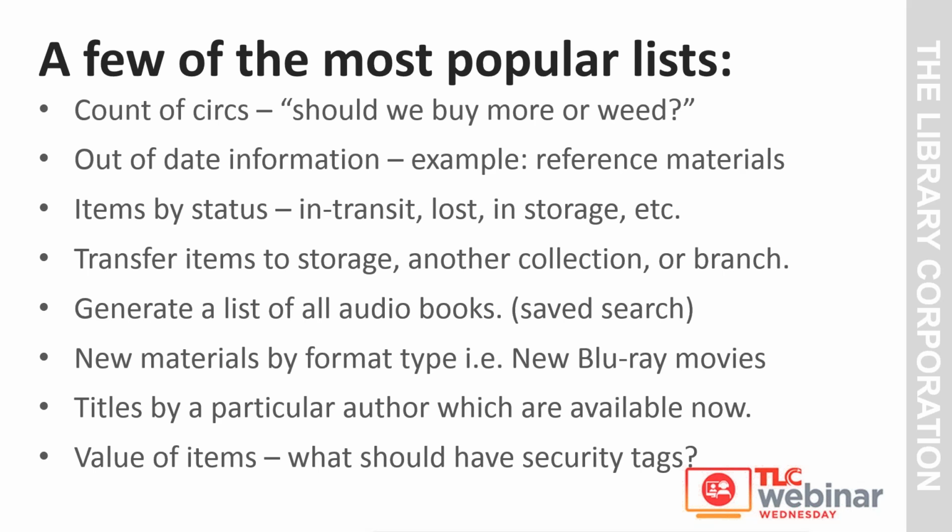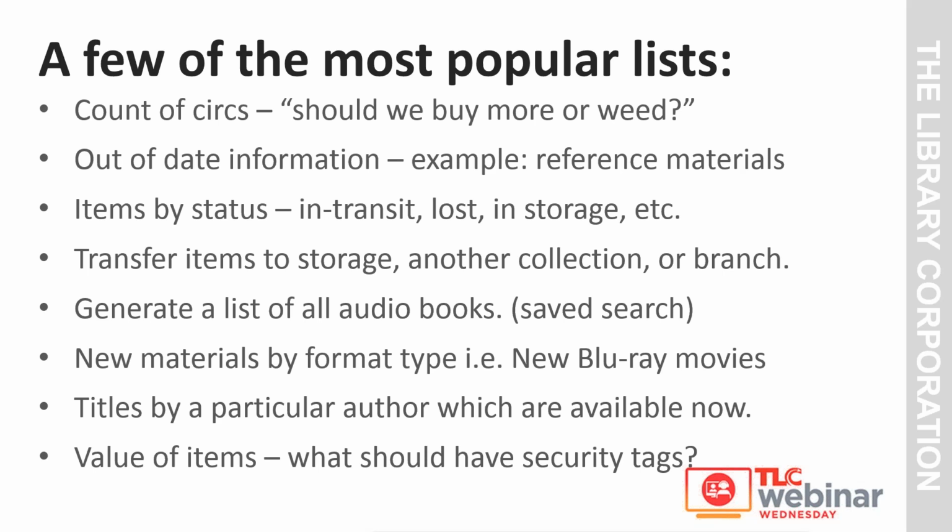Items by status. Many times patrons claim they bring items back, or say they never checked an item out, or you find items that magically appear in the library. So we're going to take a look at running a list of items by status for in-transit, lost and missing items, and hopefully you can go find those on the shelves during some downtime.